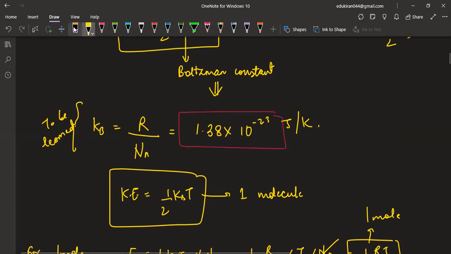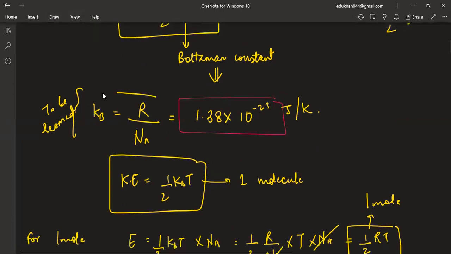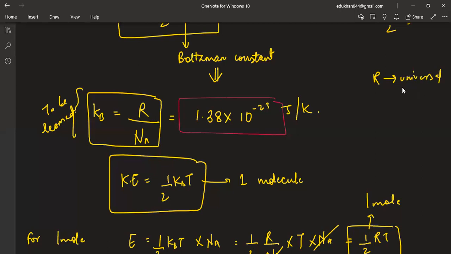And another formula is also important: kB is R divided by Na. Boltzmann constant is actually the ratio of the universal gas constant R divided by the Avogadro's number Na. So 1.38 into 10 to the power minus 23. So kinetic energy becomes half kBT. This you have to remember.